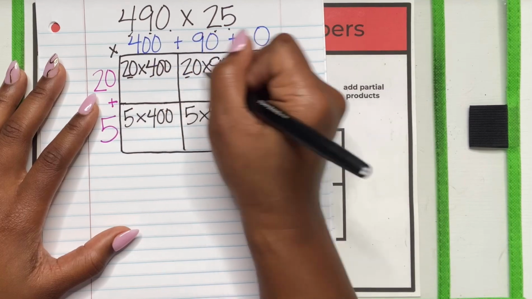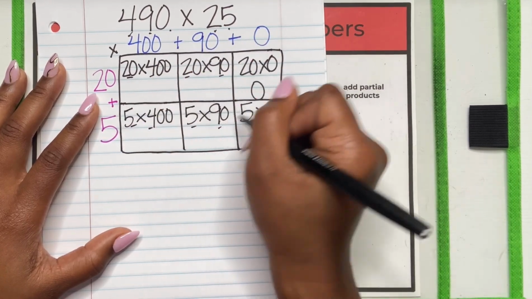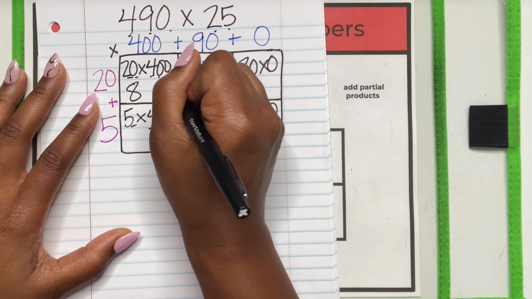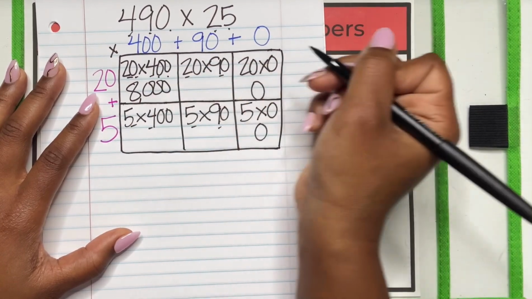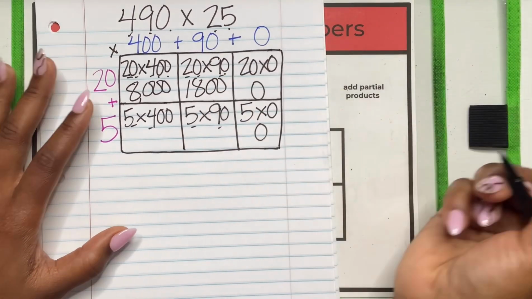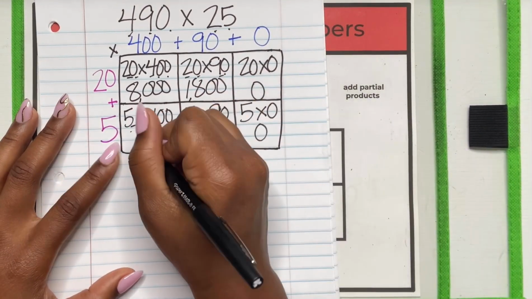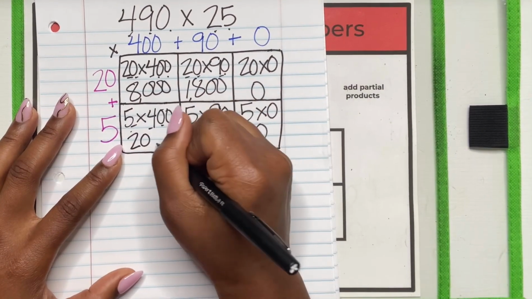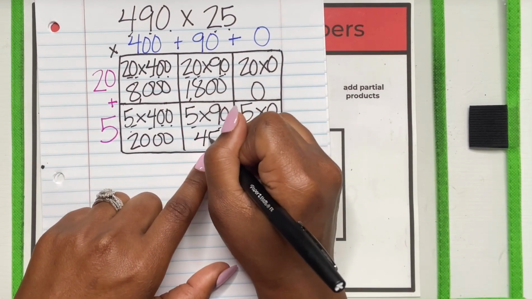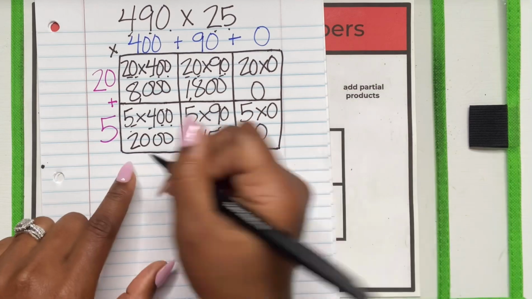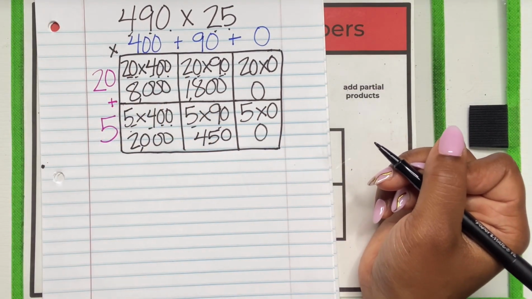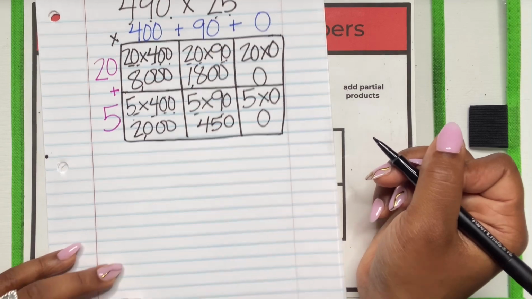Now, let's go ahead and work each equation out. 2 times 4 is 8. We're going to add 3 zeros. 2 times 9 is 18. We're going to add 2 zeros. 5 times 4 is 20. And then we add 2 zeros. 5 times 9 is 45. Then we add a 0. Now, let's take these 4 partial products and get our final answer.